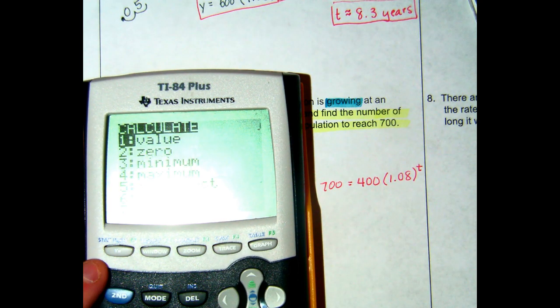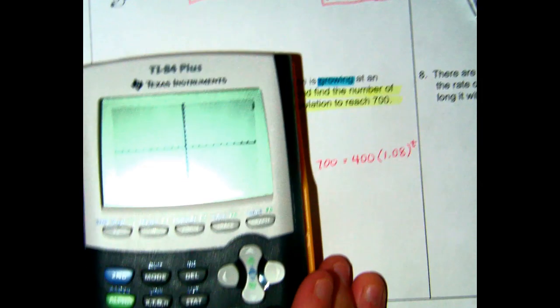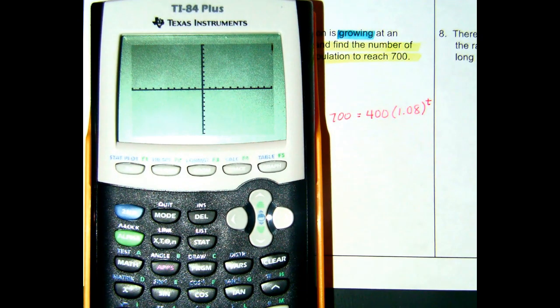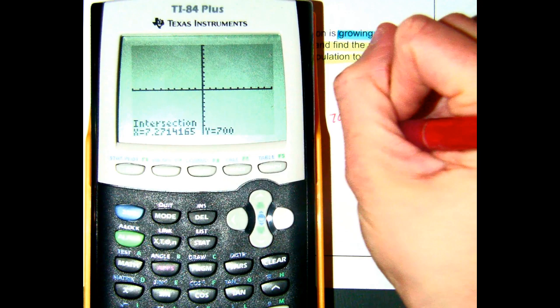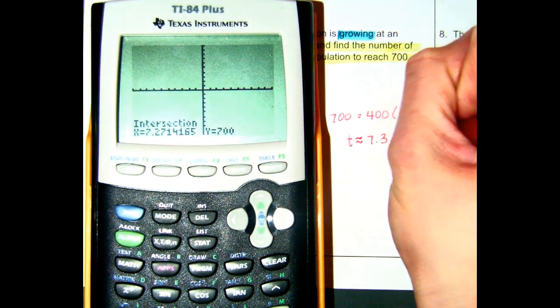Second trace, 5, wait, the glare is bad. Let me move this up so you can actually see it. These take longer. It takes longer for your calculator to actually figure that out. Okay, 1, 2, 3. 7.3 years, approximately.